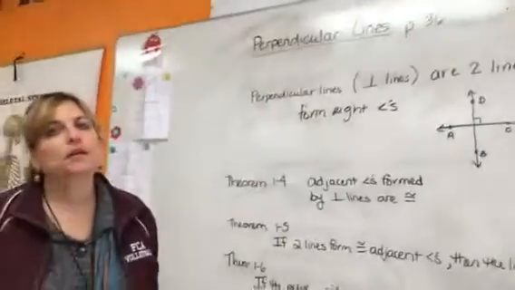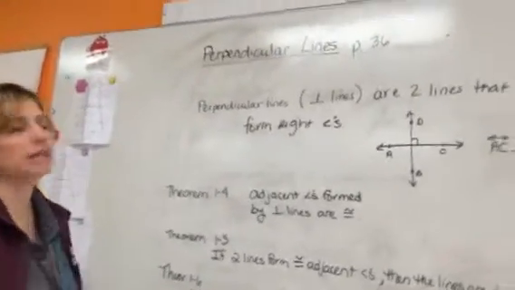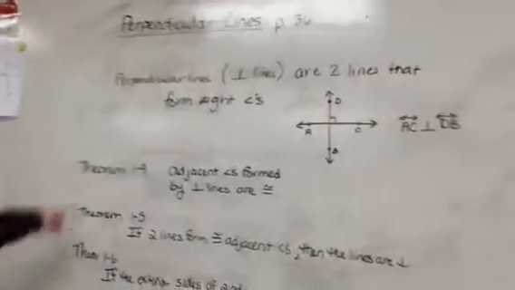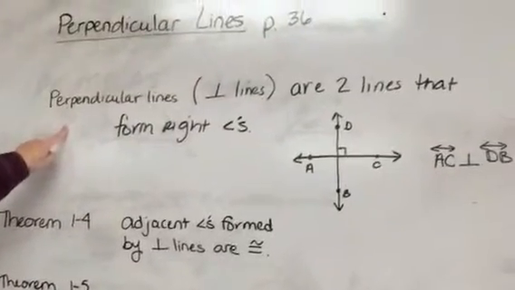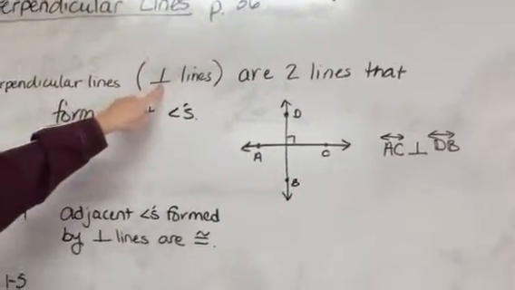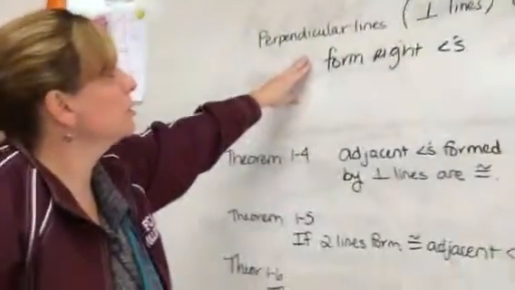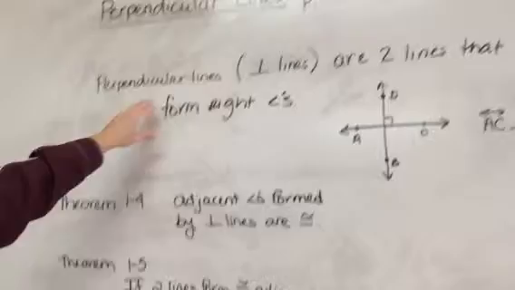I hope you know a little bit about perpendicular lines, but what they are: two lines that form right angles. So this is the symbol for perpendicular lines. Make sure you write this in your notes. It's on page 36. Perpendicular lines are two lines that form right angles.